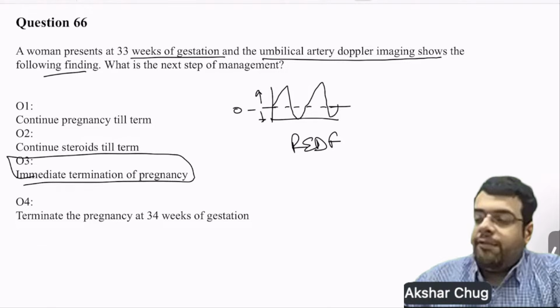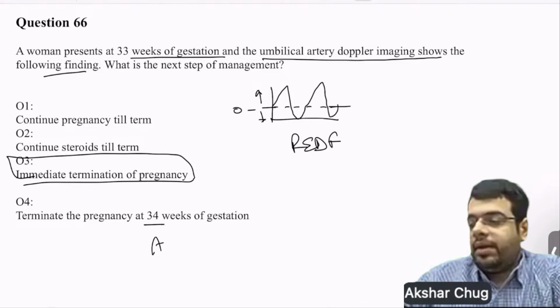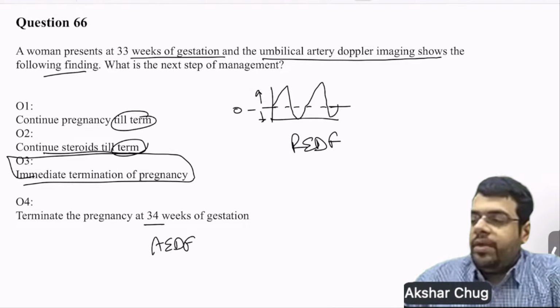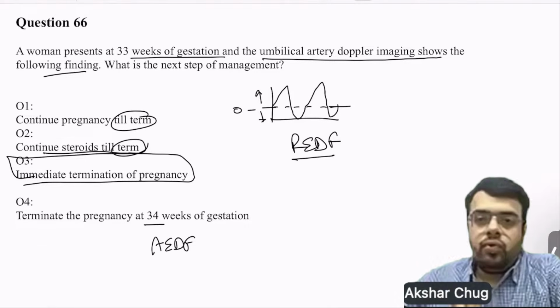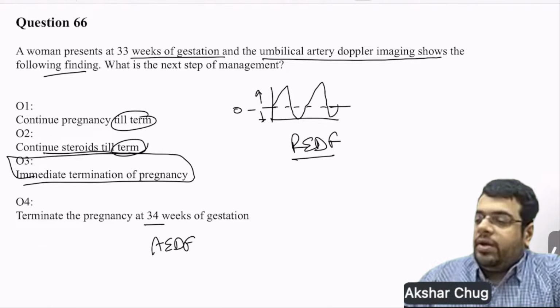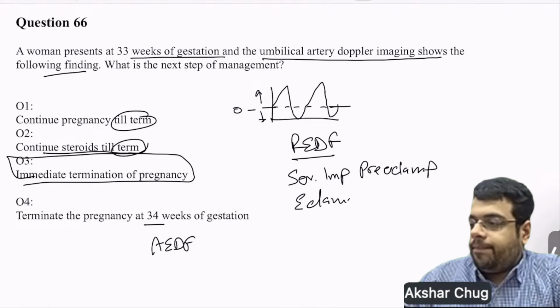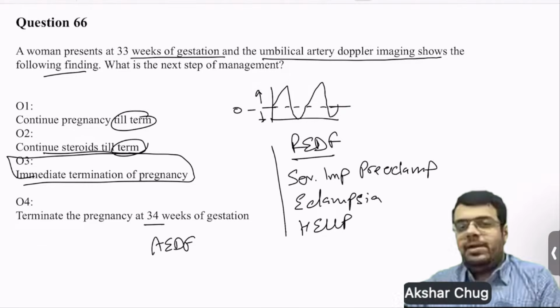We will not wait for 34 weeks. This we can do if there is absent end-diastolic flow. We will not continue this pregnancy to term. Reversed end-diastolic flow is an immediate indication to terminate the pregnancy. Also, severe impending preeclampsia, eclampsia, and HELLP. These are some of the factors in which we go for immediate termination of pregnancy.